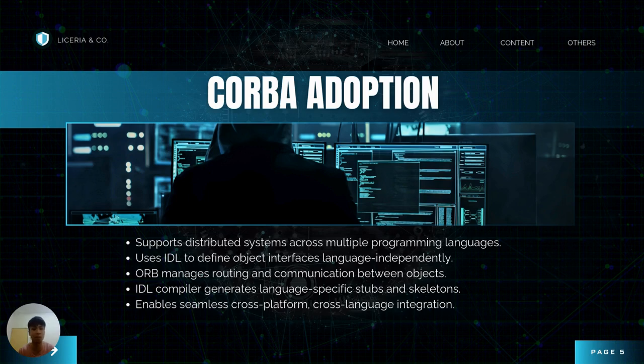Next up, I'll be talking about CORBA adoption. So how CORBA works: CORBA works differently because it supports multiple languages. It uses an interface definition language, or IDL, to define the methods. The IDL is then compiled into stubs and skeletons for each language. The object request broker acts as the middle layer that handles all communication. This makes CORBA very flexible compared to RMI since it can connect systems written in Java, C++, and many others.